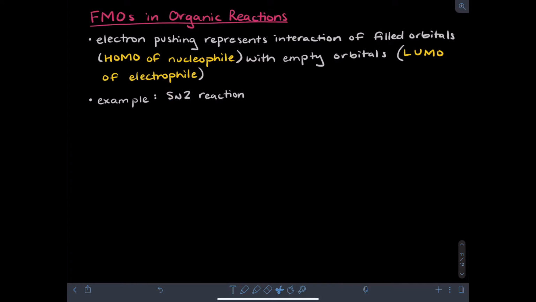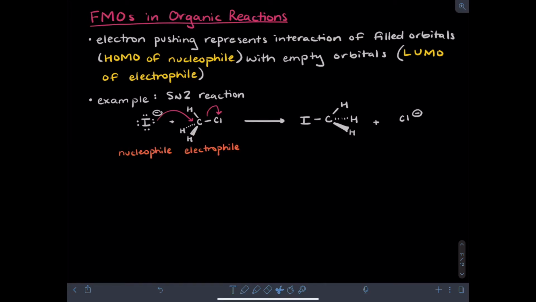As an example, let's consider an SN2 reaction. We're going to imagine an iodide anion reacting with a chloromethane molecule. My curved arrow mechanism is going to have two arrows. The iodide is using a lone pair to form a new bond to carbon at the same time that the carbon-chlorine bond is breaking, and the electrons are going to chlorine. This forms iodomethane and the chloride anion. In this reaction, the iodide is serving as the nucleophile, and the carbon is acting as the electrophile.